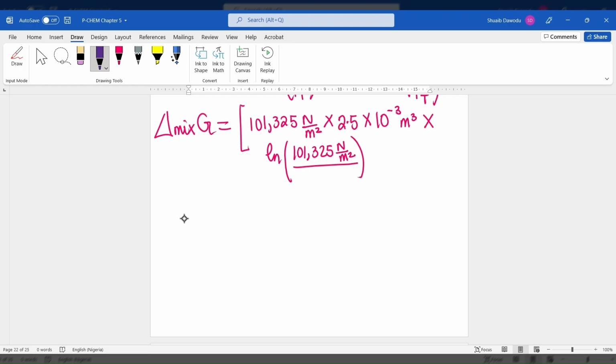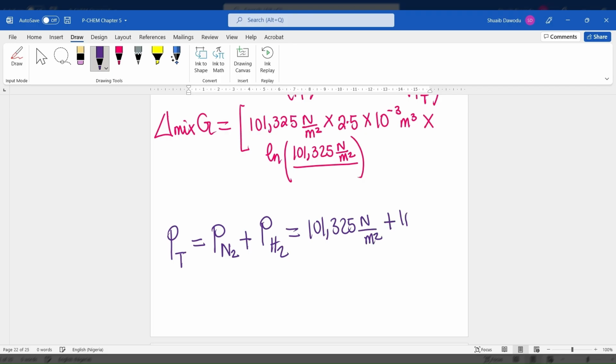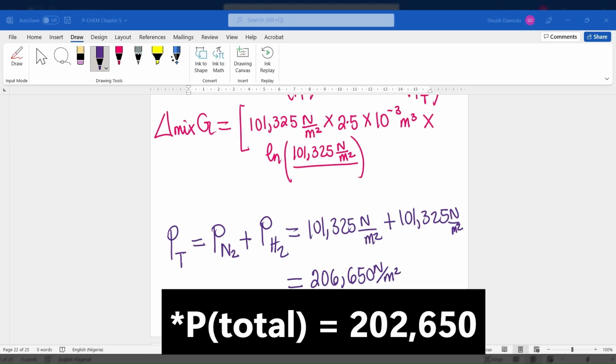I forgot to add this in earlier, I apologize. So the total pressure is just the sum of the partial pressure of nitrogen gas plus the partial pressure of hydrogen gas. So it's 101,325 Newton per meter squared plus 101,325 Newton per meter squared. When you add them together, you end up getting 206,650 Newton per meter squared. So this is what the total is going to be, and we simply substitute back into our calculation.